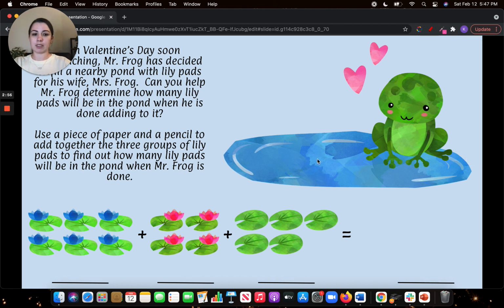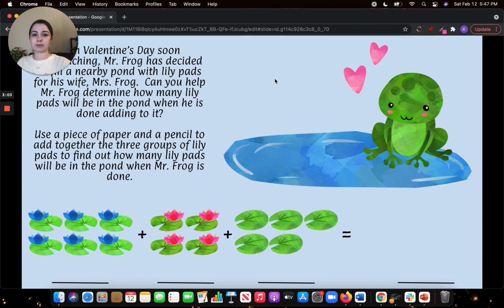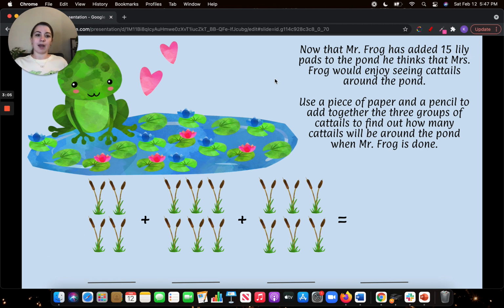And then we're going to go ahead to the next slide. Now that Mr. Frog has added 15 lily pads, he thinks that Mrs. Frog would enjoy seeing cattails around the pond. Use a piece of paper and a pencil to add together the three groups of cattails to find how many cattails will be around the pond when Mr. Frog is done. All right, so we're going to do the same thing that we just did.